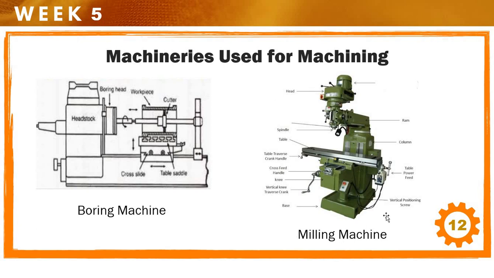Then we have the milling machine. It has many different parts. So what kind of milling machine do we have here in the picture? We have here a face milling or end milling machine, because if you put the workpiece here in the table, the cutting tool is perpendicular to the workpiece.